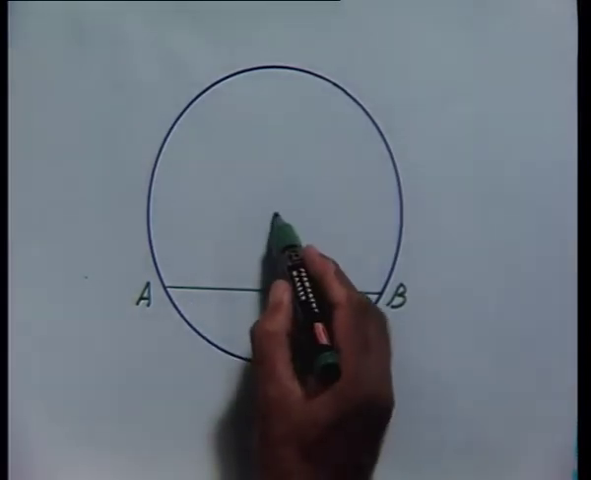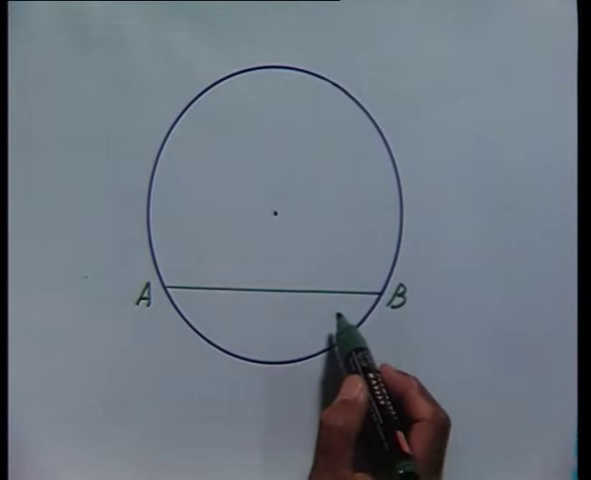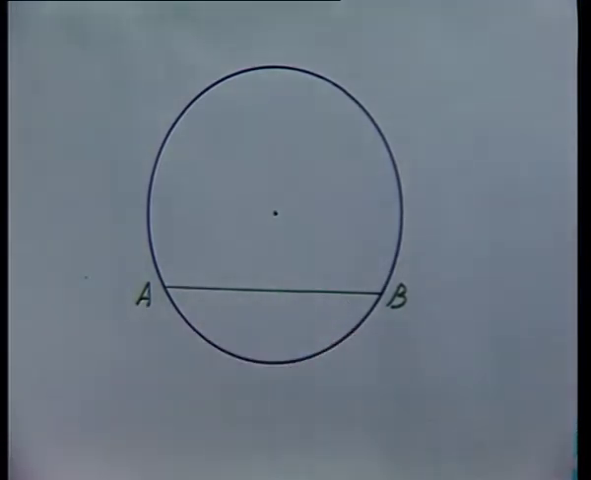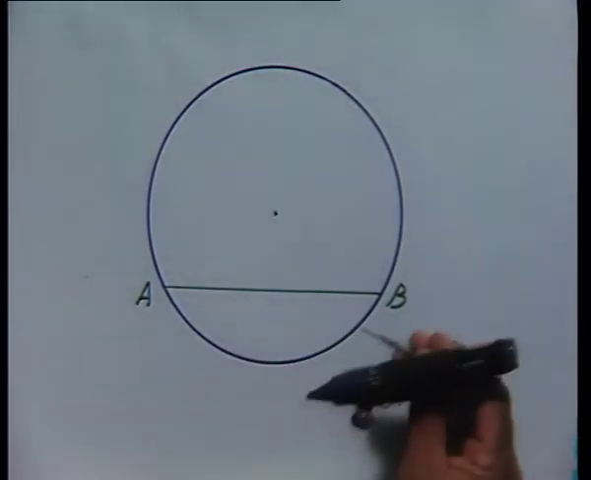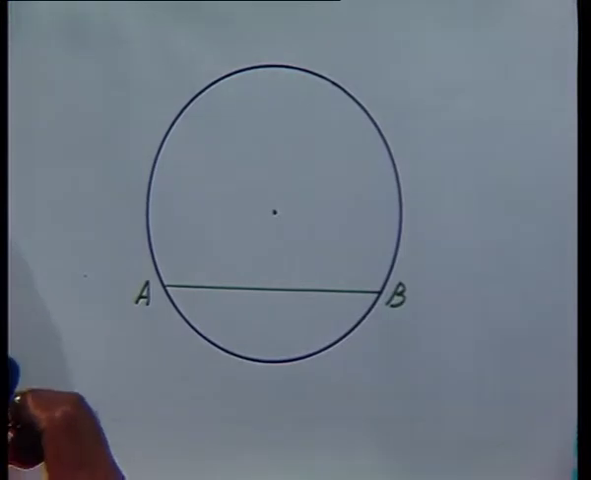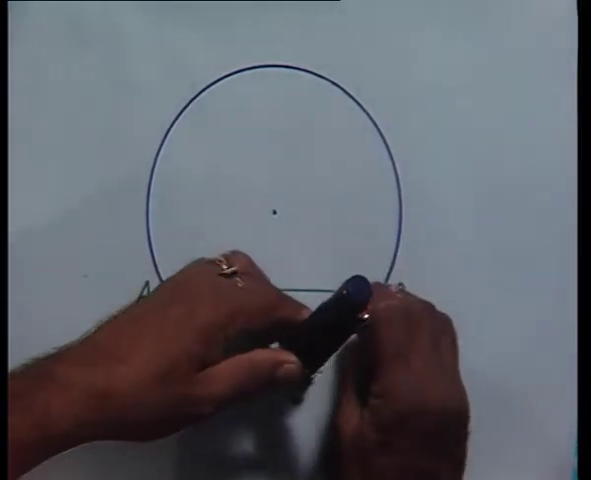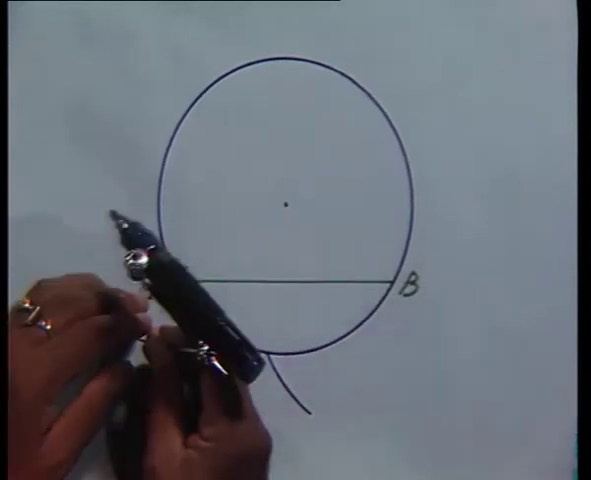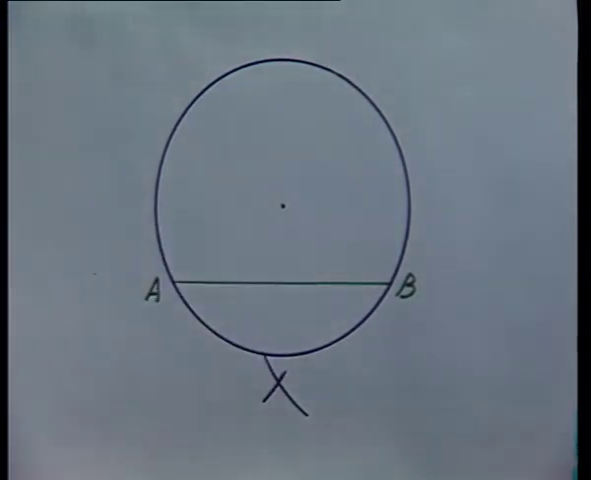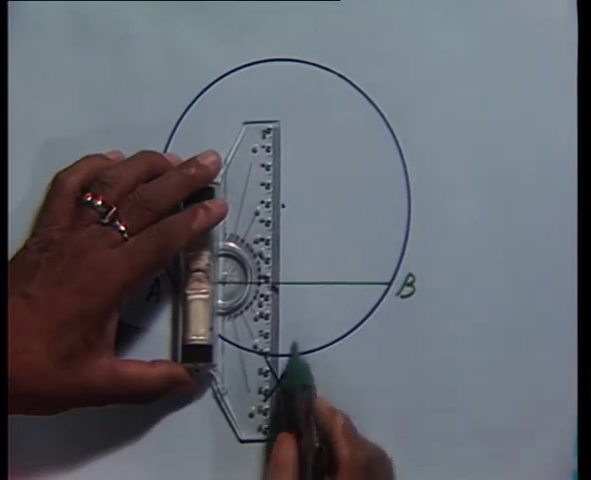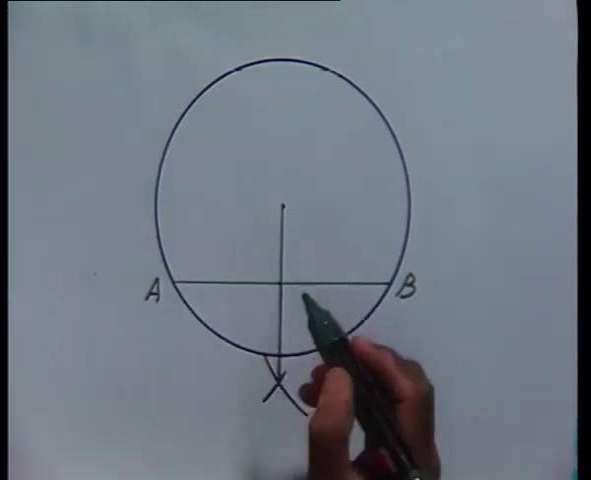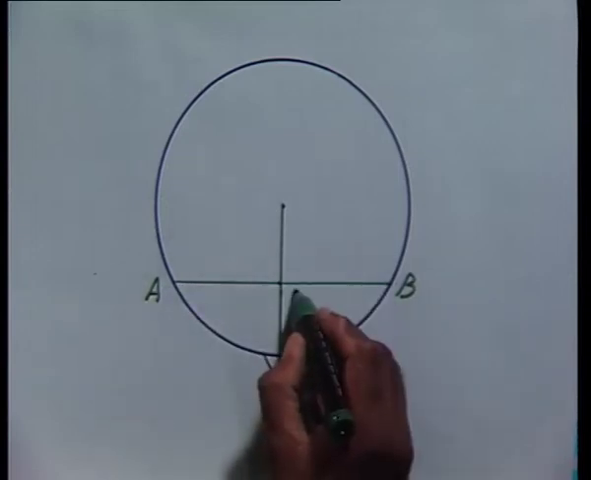recall when we drew a perpendicular from this center onto this chord, this perpendicular bisected this chord. That is, in case I draw a perpendicular, and for drawing a perpendicular we had used from here one arc and another arc from here, and we drew the perpendicular. And this way we had obtained this as the midpoint of AB. Let us call it P.